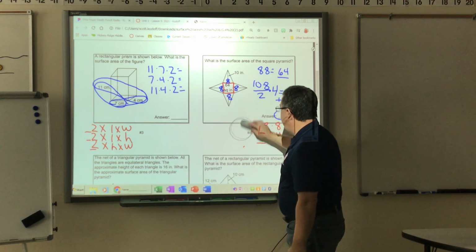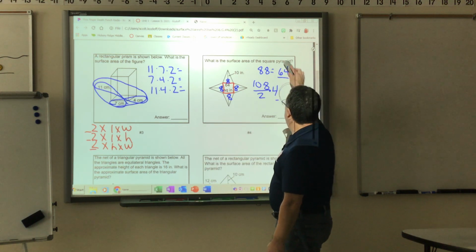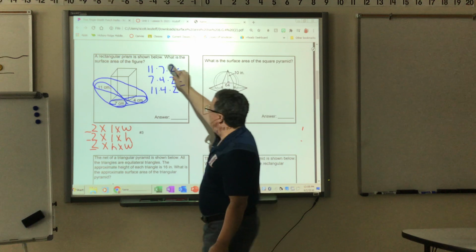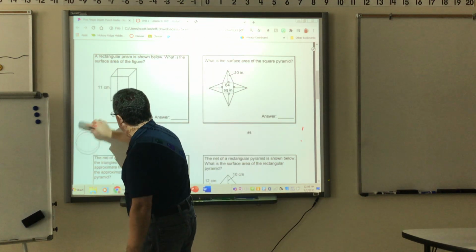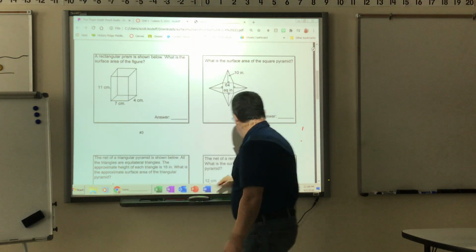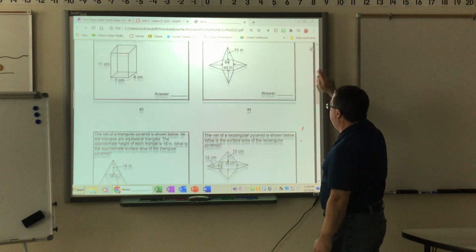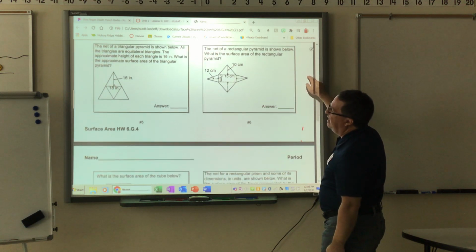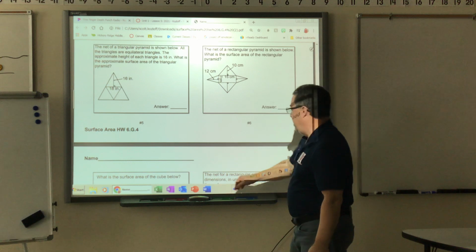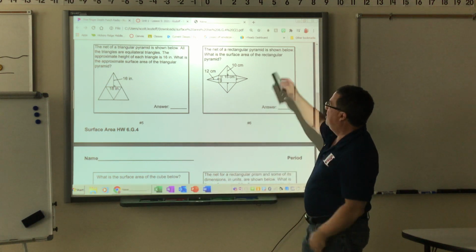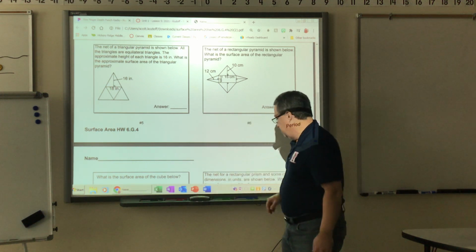Okay, pause that if need be, look at it again. We'll move on to the next 2 problems. The next 2 problems have a couple of extra different shapes. Now we're looking at a triangular pyramid again, which is the same, and also a rectangular pyramid.